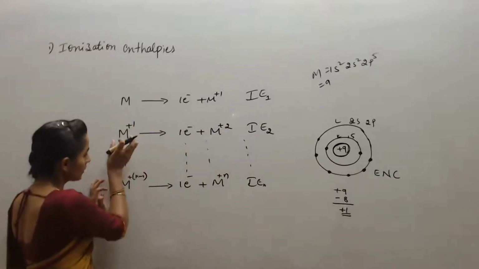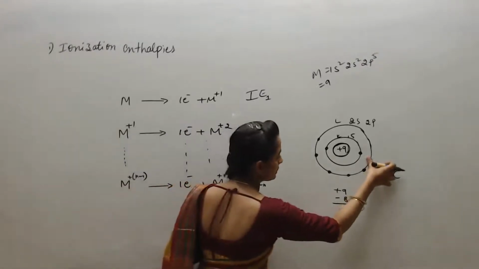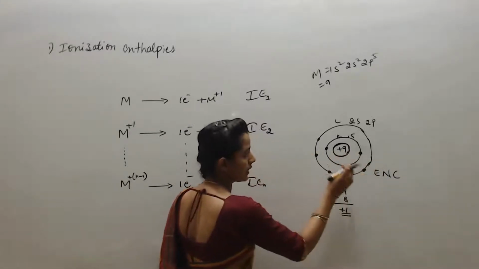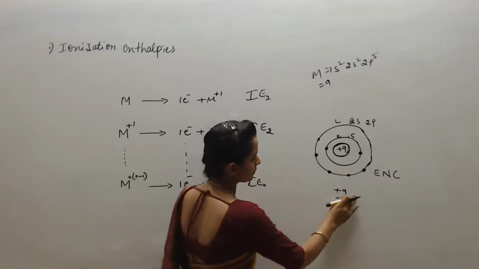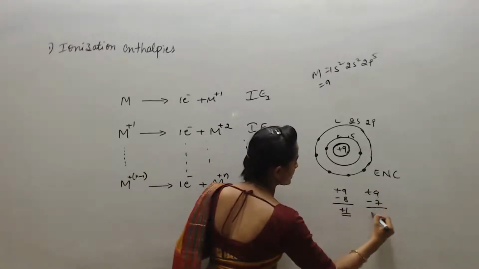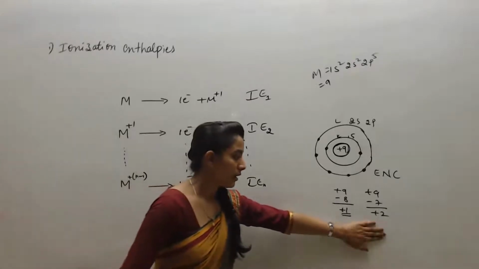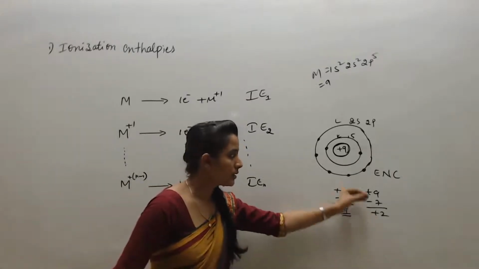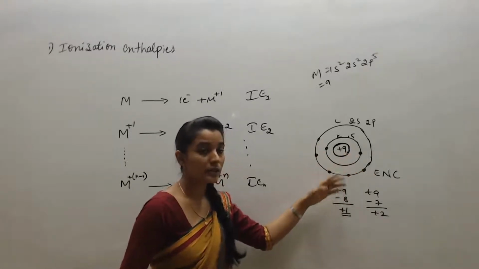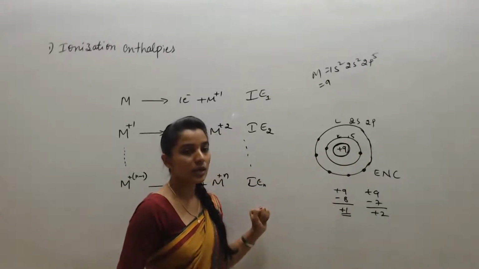Next, the second: we take the plus 1 ion and remove another electron. Then we have the same 9 protons but fewer electrons, 1, 2, 3, 4, 5, 6, 7. Here plus 9, minus 7, means plus 2 charge. 2 protons are extra. Those 2 protons exert some attraction force on these electrons, resulting in a further increase in the effective nuclear charge and a further decrease in size.